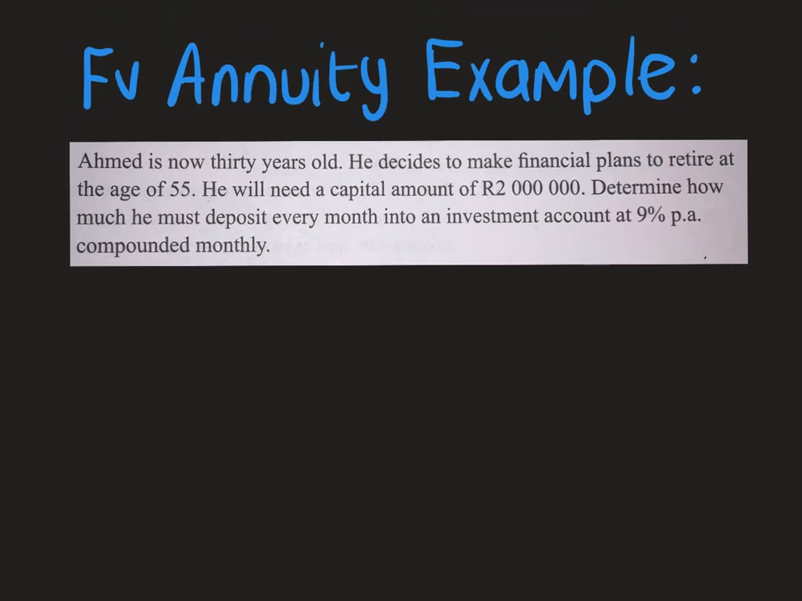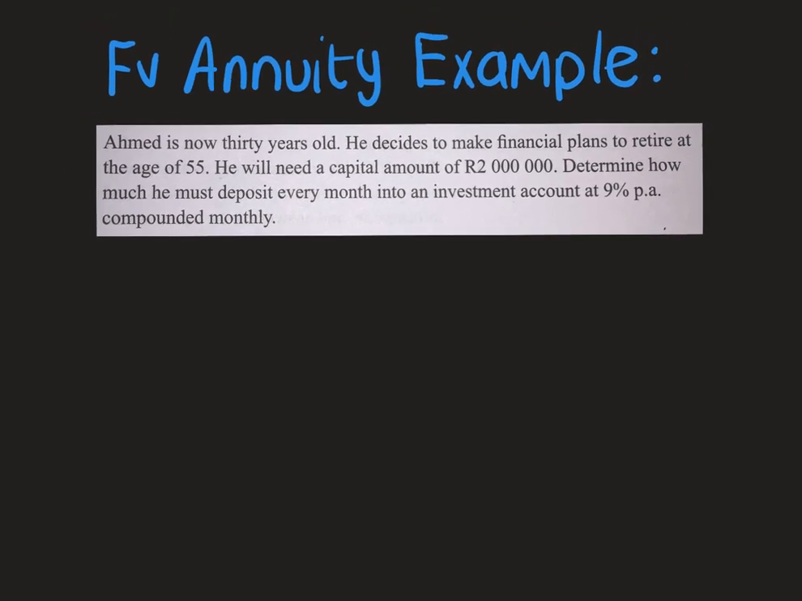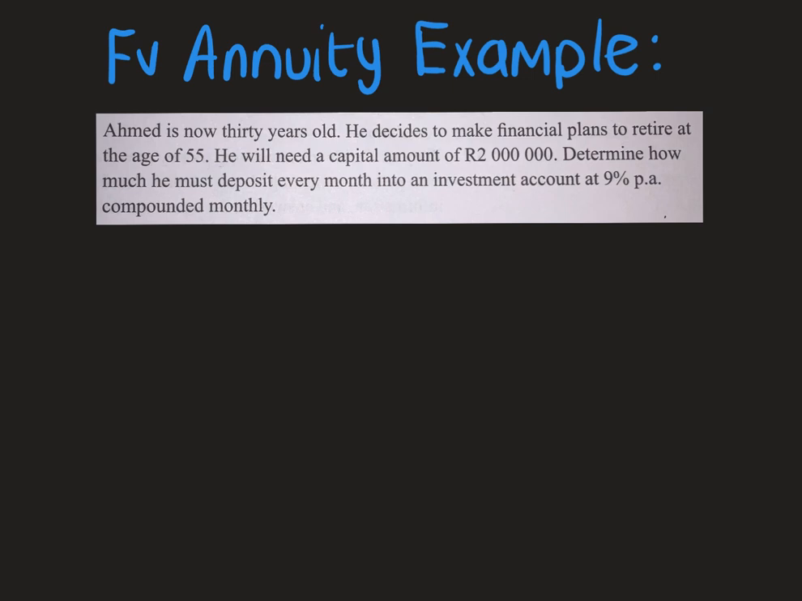I'm going to start off with a future annuity example. Ahmed is now 30 years old. He decides to make financial plans to retire at the age of 55. He will need a capital amount of 2 million rand. Determine how much he must deposit every month into an investment account at 9% per annum compounded monthly. So this is an investment, but more specifically, it's a retirement annuity, because he's putting money away for his retirement.